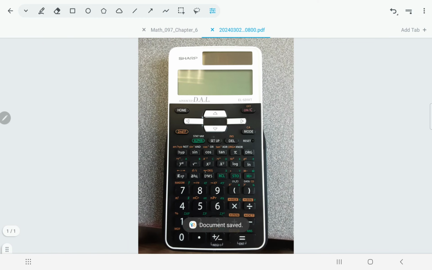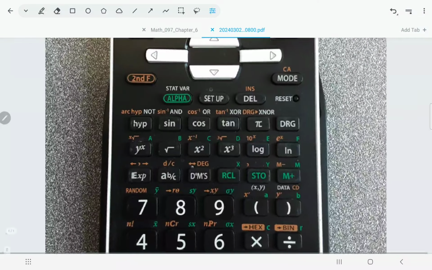If we just take a look at our calculator for a moment, we have our two buttons for the logarithm right there, the log base 10 button and the natural log button.